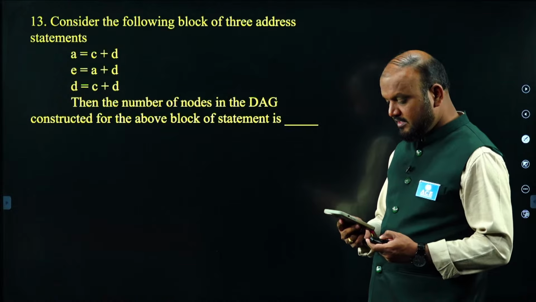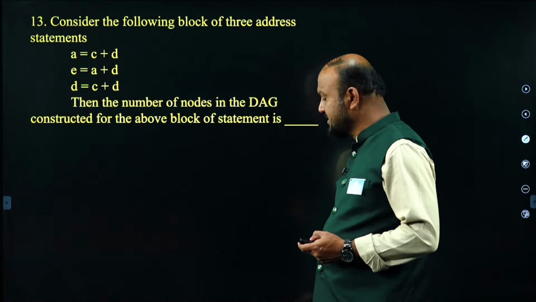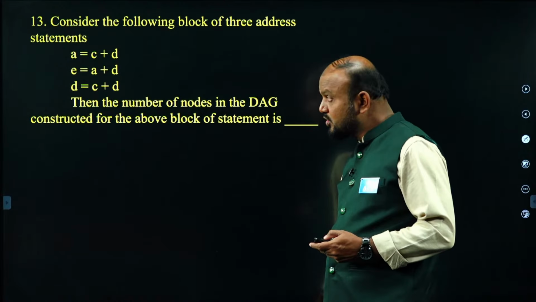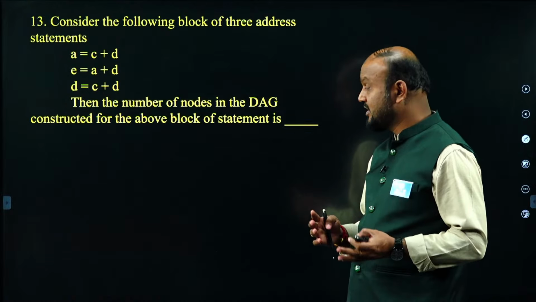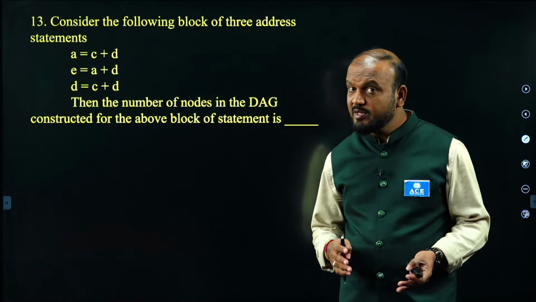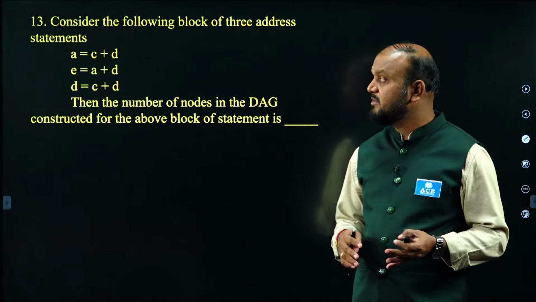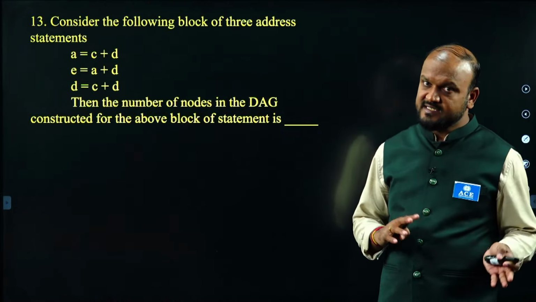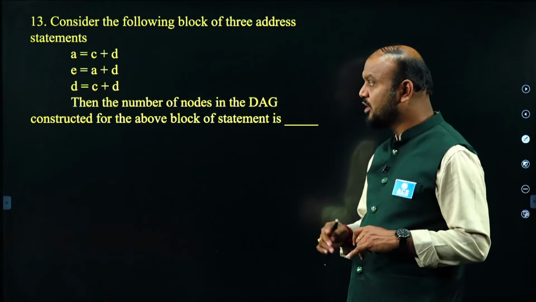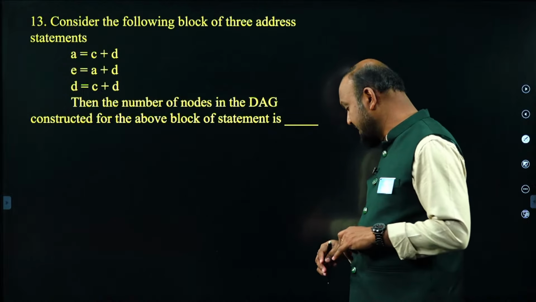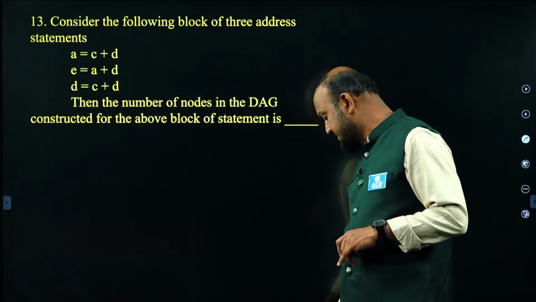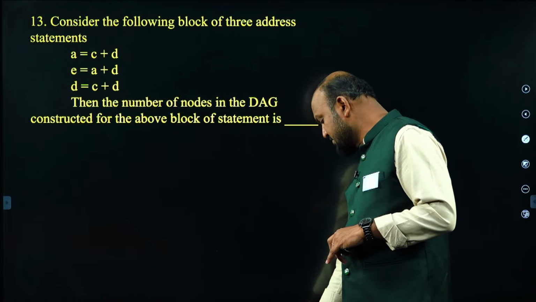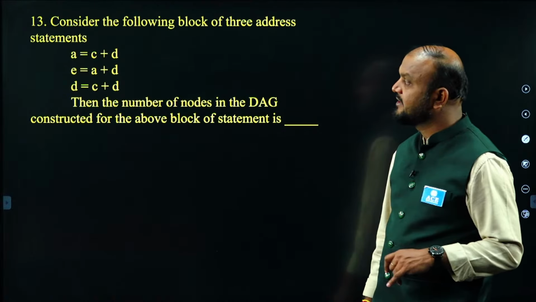Done. And next we go with intermediate code generation. In the intermediate code generation, we have questions on minimum number of variables in TAC, minimum number of variables in SSA code. There you have to focus. Along with that, questions were asked on number of nodes and edges related to DAG. Okay, number of nodes and edges related to DAG.